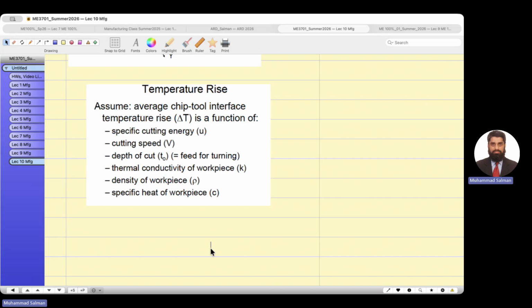The temperature at the interface between the chip and the rake face of the tool can be found with a certain formula. Let me write down the formula and then we will go further. The rise in temperature is 0.4 times the specific cutting energy, divided by the density, times the specific heat capacity.